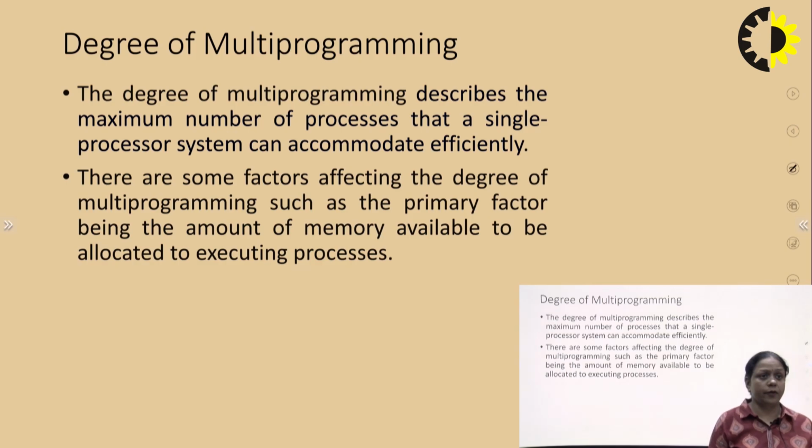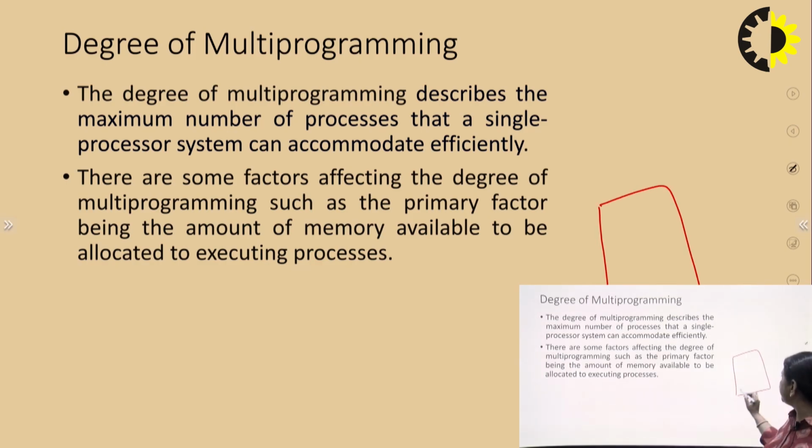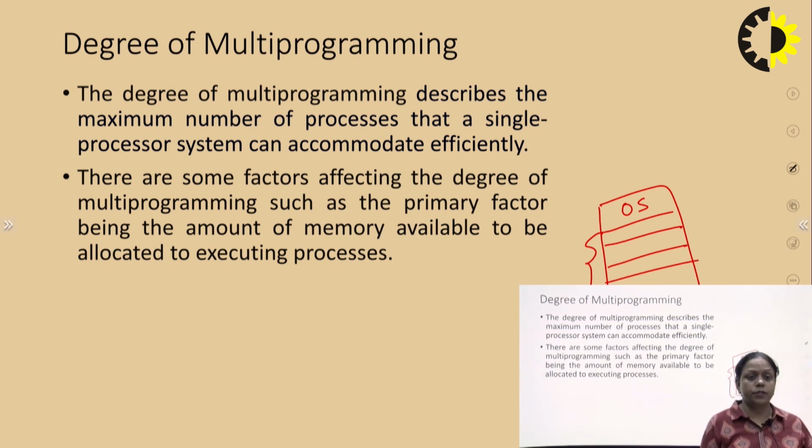Degree of multiprogramming. What does it mean? This is the main memory, and one part is allocated in the main memory for the operating system, the OS. The second part of the main memory is where we can have different types of processes. For example, we can keep here 4 processes or 4 programs. It means the degree of multiprogramming will be 4. So, the maximum number of programs we can have in the memory is the degree of multiprogramming.